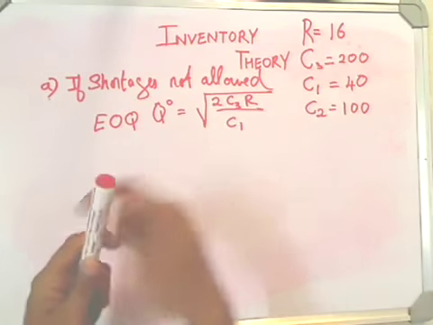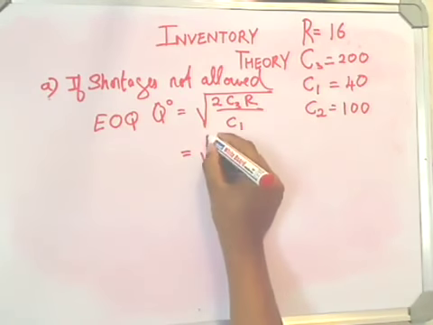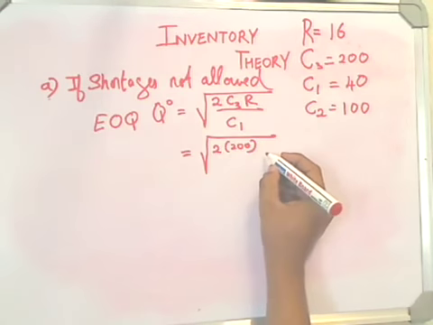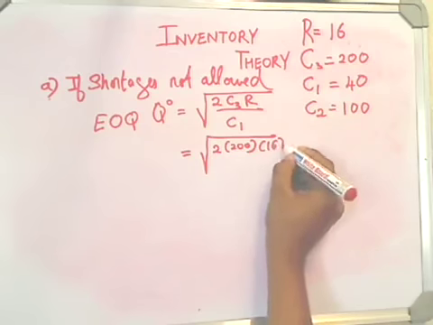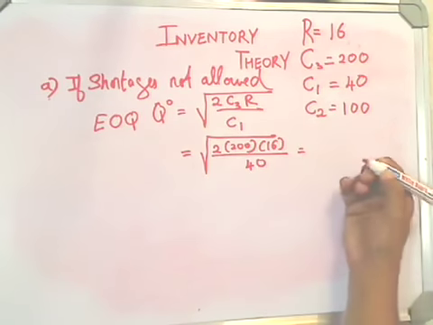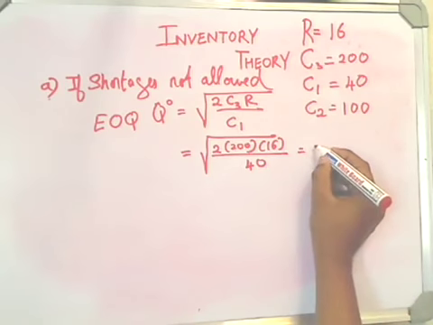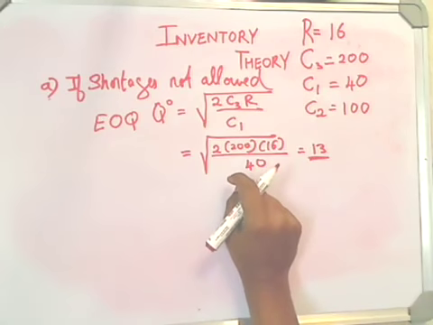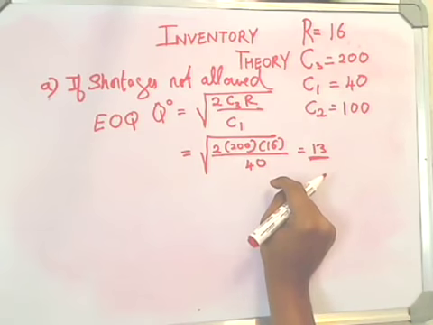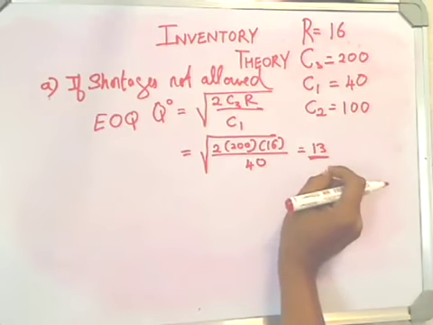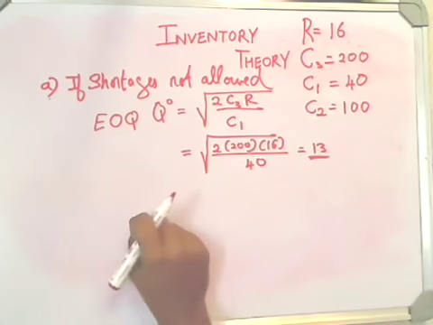Okay, now if you were to substitute the values that are here, you should be able to get 2 multiplied by 200 multiplied by 16, that would be the order quantity, divided by 40. Now this would come as 12.6 something, but keep it as a whole number, 13. I tell you to keep this as a whole number because it makes your further calculations easier. Okay, you can keep 12.64 if you want, but not advisable. It makes your calculations a little difficult later.